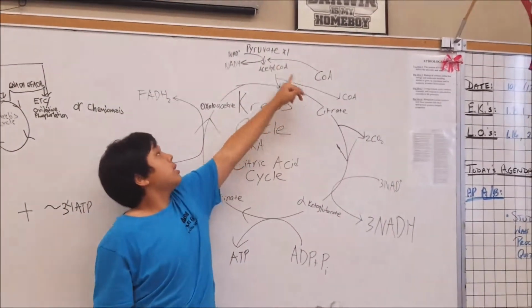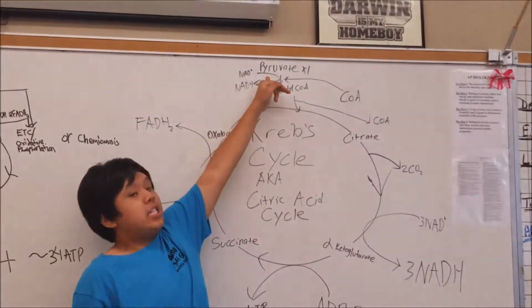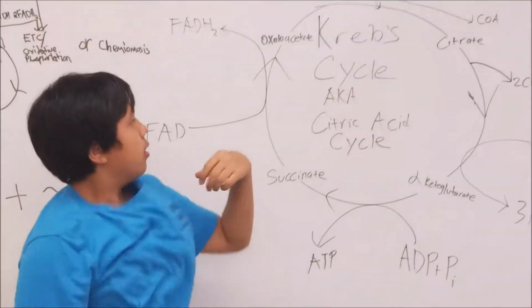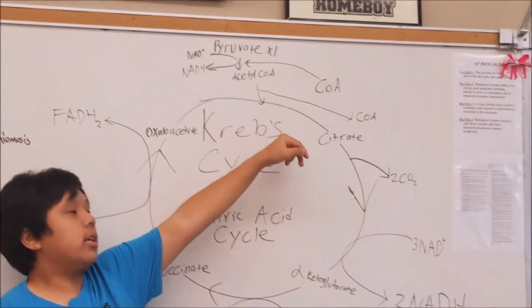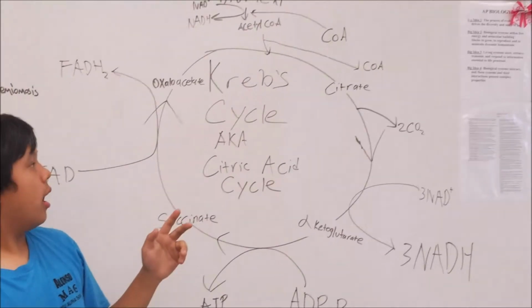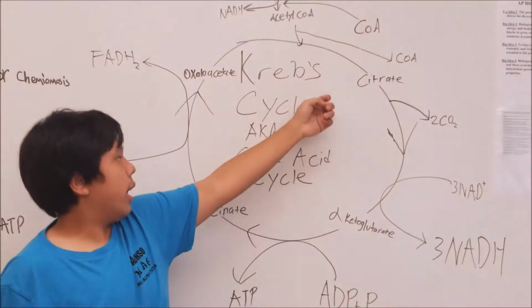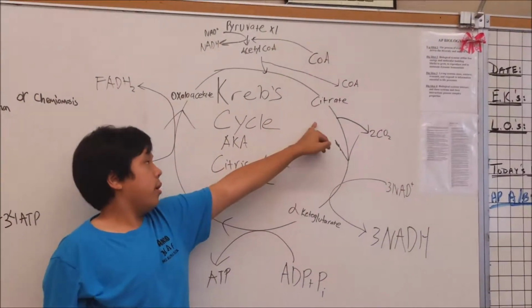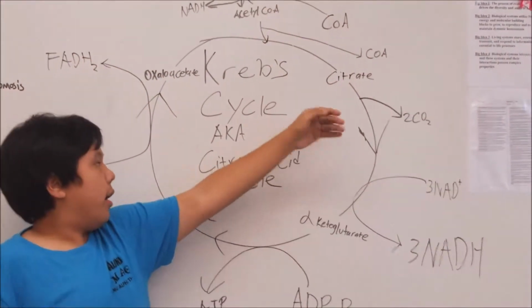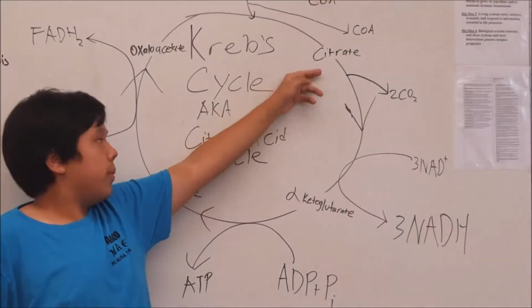From here, coenzyme A is added, and an NADH molecule is released. Acetyl coenzyme A now decides to enter the Krebs cycle. However, the coenzyme A will leave, and the acetyl group will enter the cycle. Through a series of chemical reactions, it will become citrate, and no product will be released.